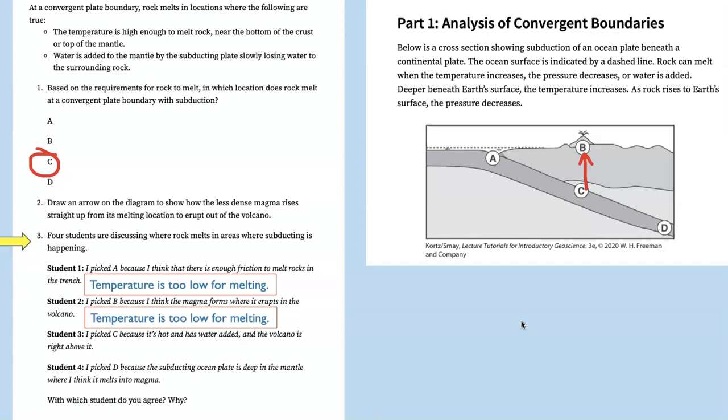Otherwise, everything would be melting at very shallow levels in the crust. And we know that the crust is solid. Student 3 picked C, which we've already said is the correct answer, because it's hot, it's deep, and it has water added. The volcano is also right above position C, which tells us that the magma is coming from C. The student that picked D said the subducting plate is deep, and that's where things might melt. And D could certainly be an answer if there was a volcano above it, but there's not. So we're going to go with C as the region that's melting.